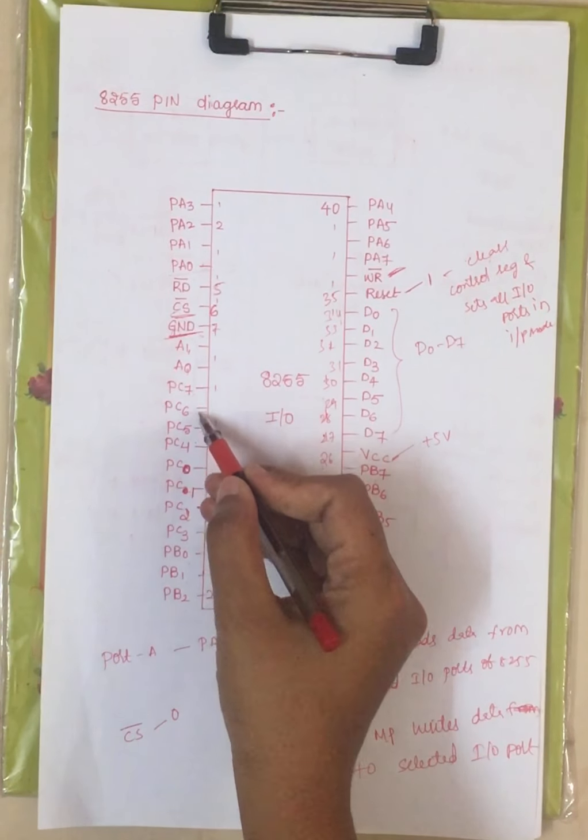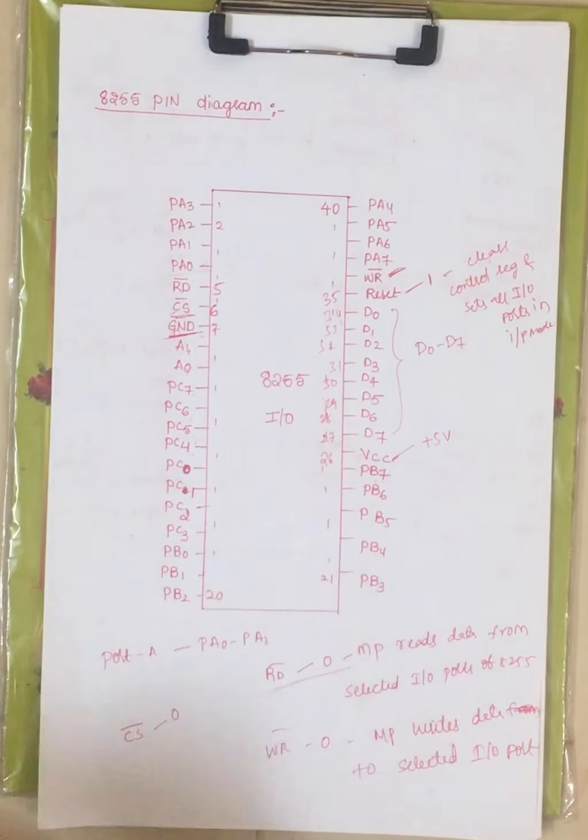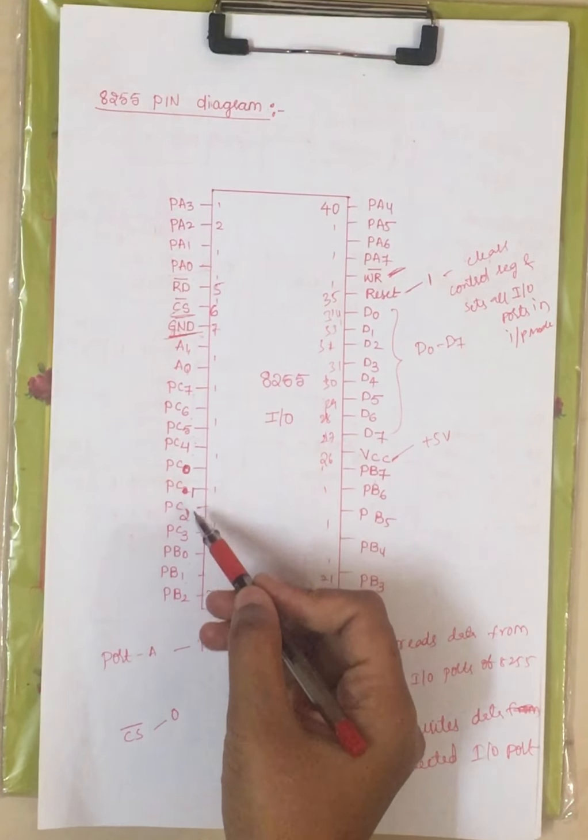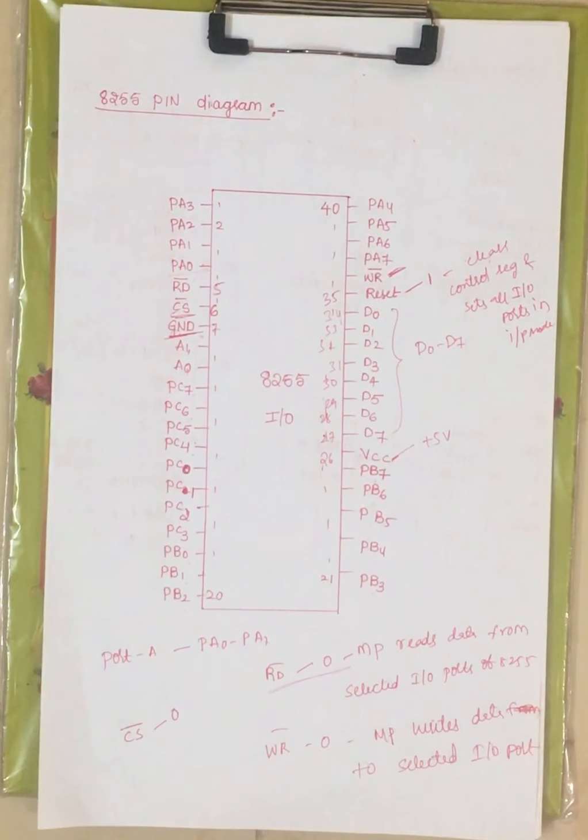And next you have PC7, PC6, PC5, PC4. These are your port C upper IO lines that are used for IO operation. And next you have PC0, PC1, PC2, PC3. Now these are your port C lower IO lines which are used for basic IO operation, right?